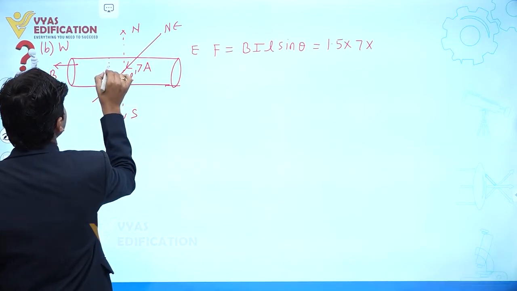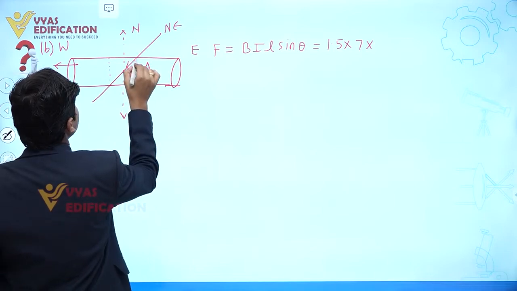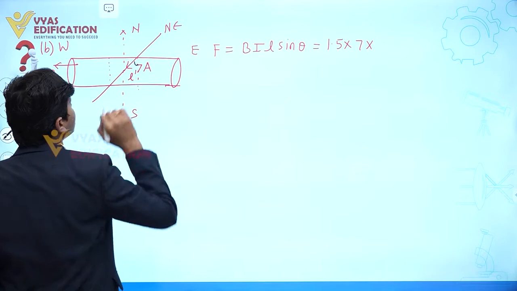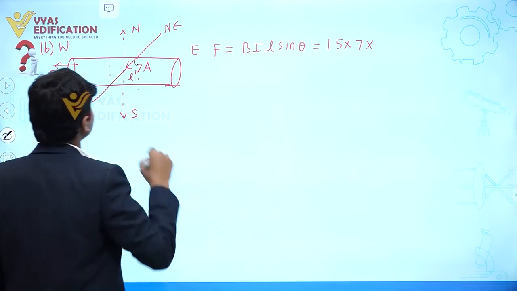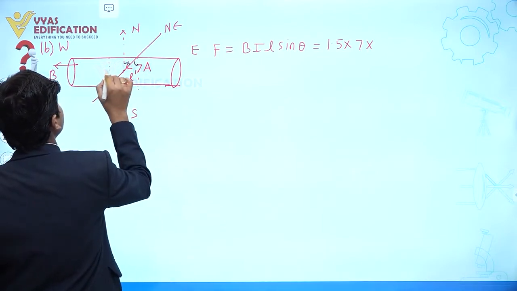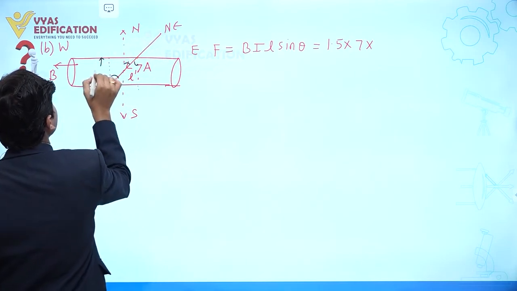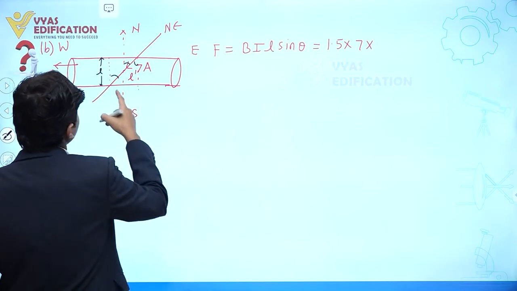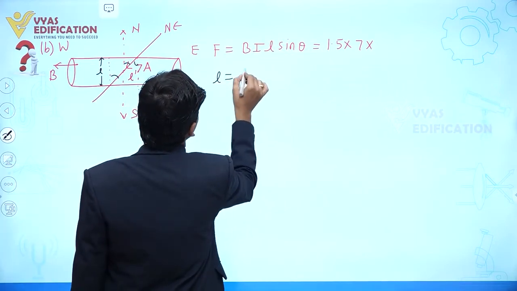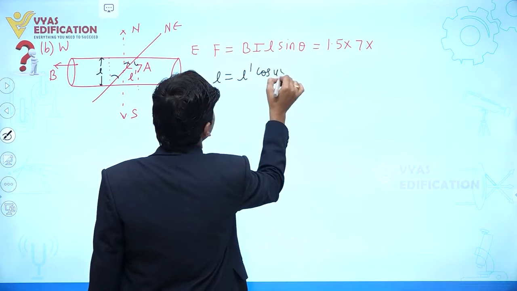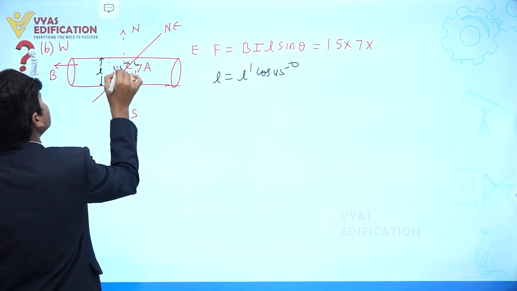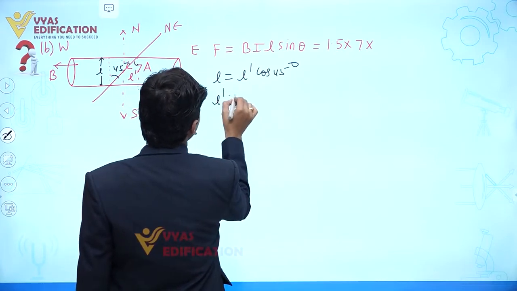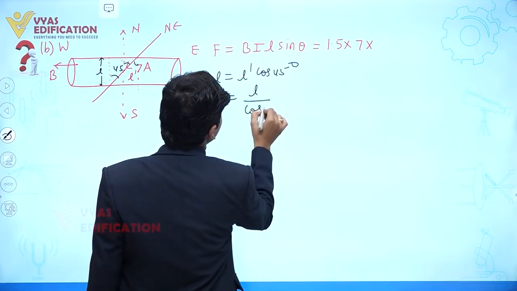From here, if I draw a perpendicular here, I can say this angle we know, that is 45. This angle is 45, this one is also 45. We know this value, that is L. So we can find L equal to L dash cos of 45. So L equal to L dash cos 45, and from here I can write L dash equal to L upon cos 45.